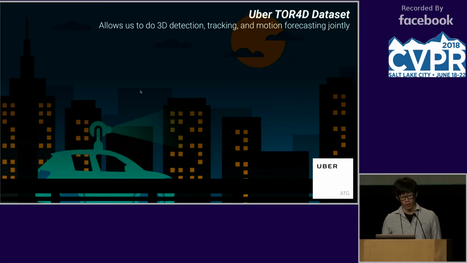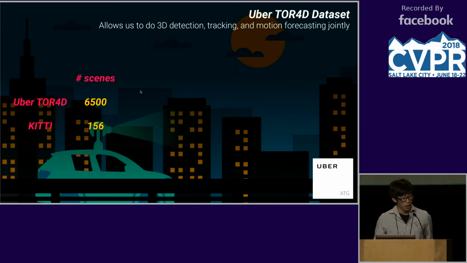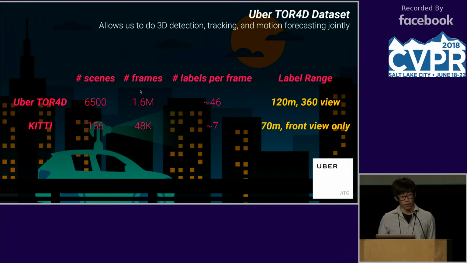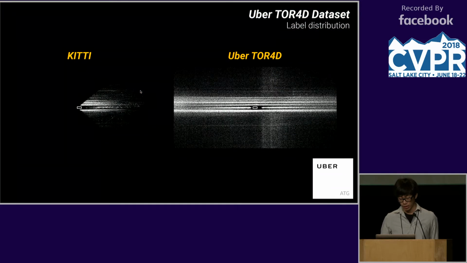So in order to benchmark our work, we collected a large-scale data set called Uber 204D. It contains sequences with accurate ego poses that allow us to do multiple tasks jointly. Compared to existing data sets such as KITTI, Uber 204D has 6,500 scenarios with 1.6 million frames, while each frame contains more objects seen from 360 degrees and up to 120 meters away. As we can see in this figure of the label distribution, 204D provides richer surrounding information than KITTI.